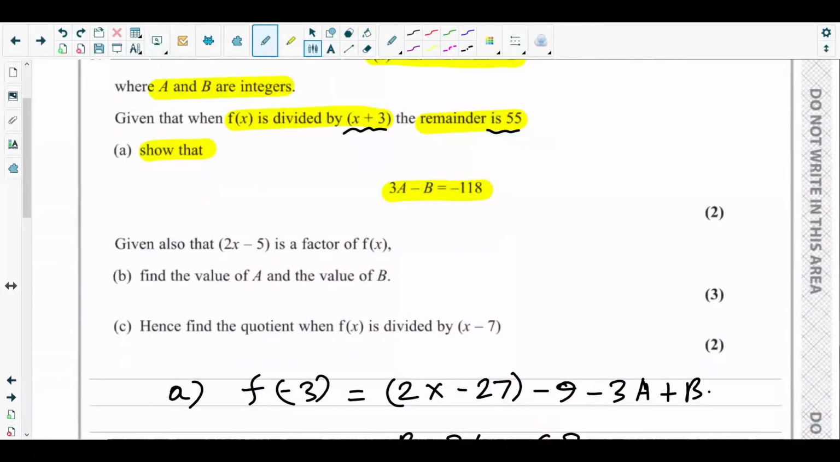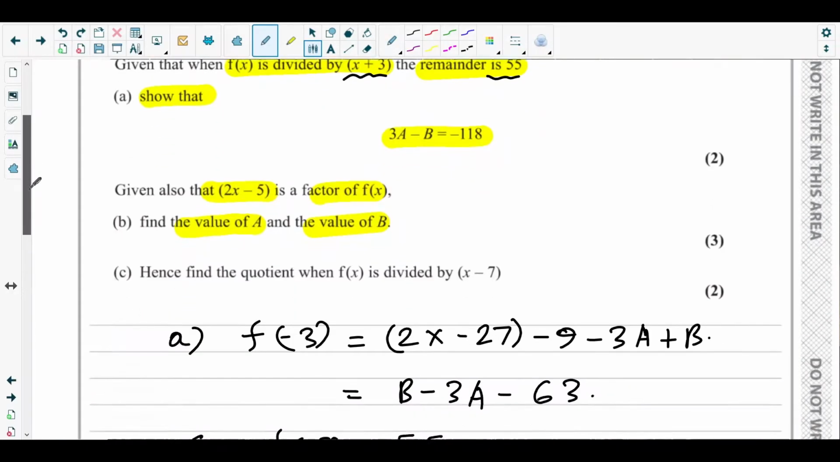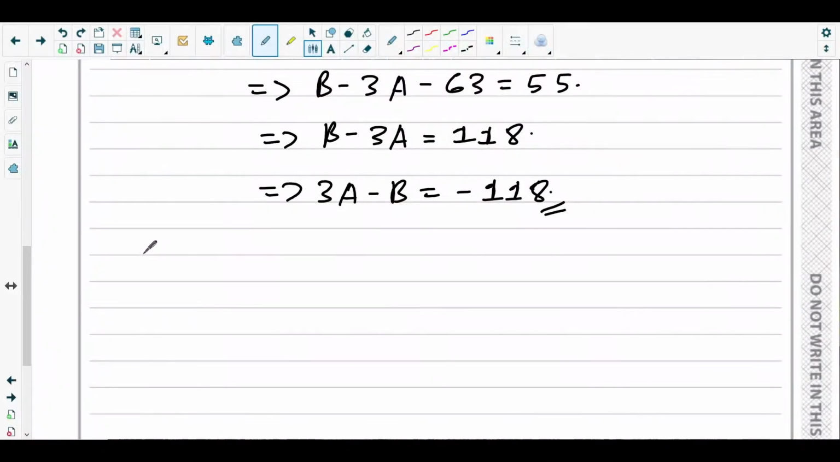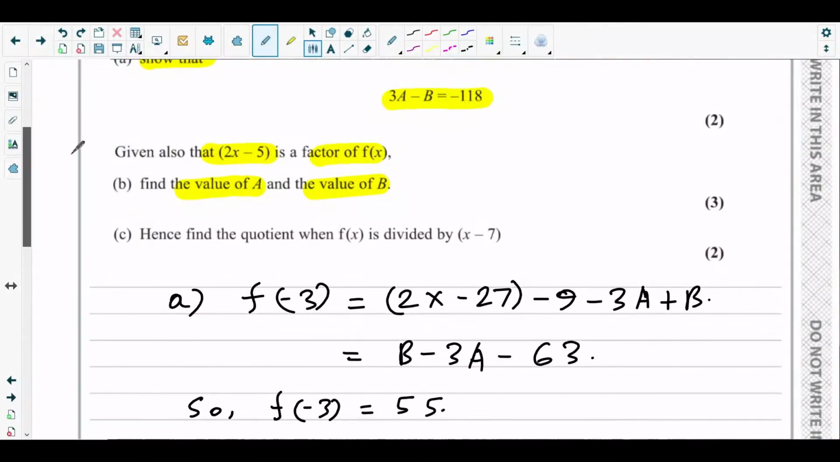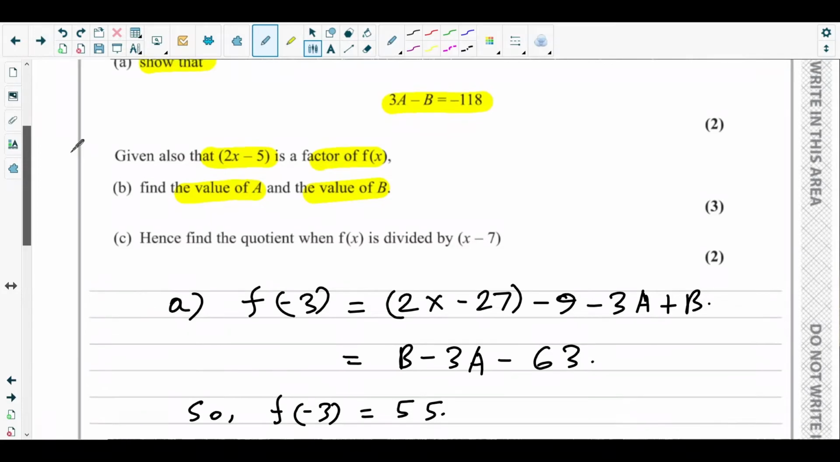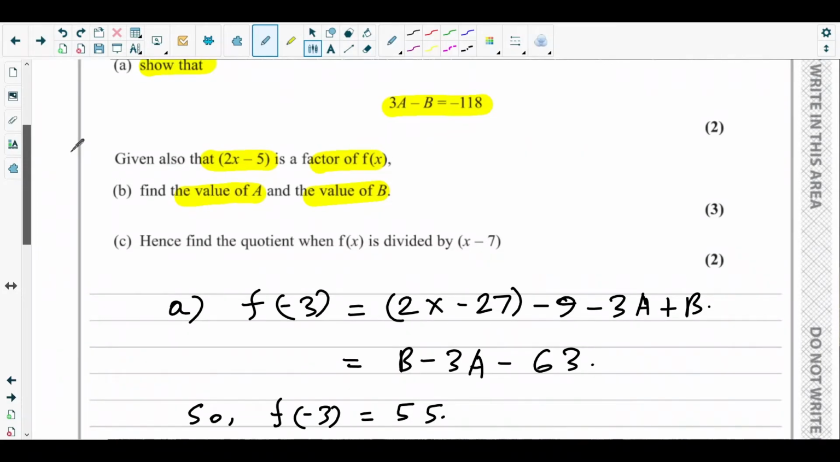Next is part B. Given also that 2x minus 5 is a factor of f of x, we need to find the value of a and the value of b. A factor of f of x is given, so we can apply the factor theorem to find another equation in terms of a and b, so that we get simultaneous equations.